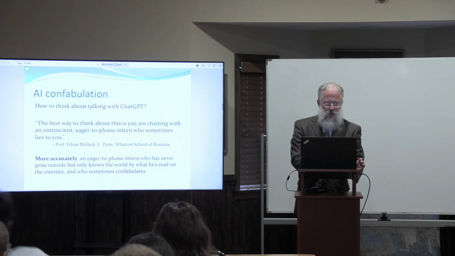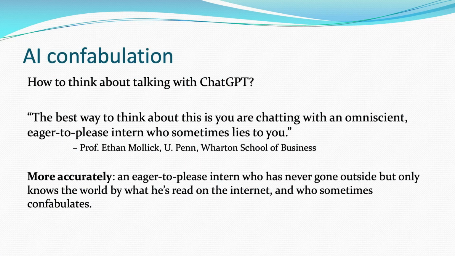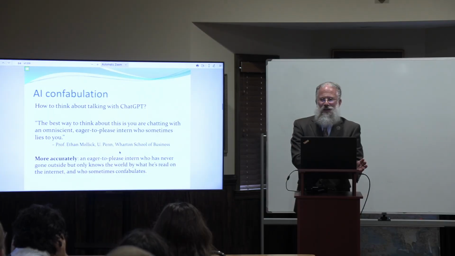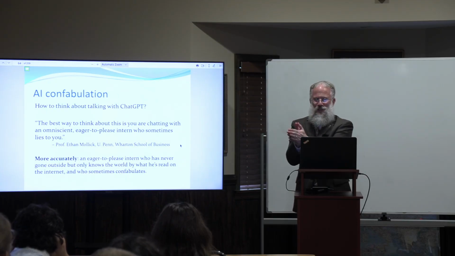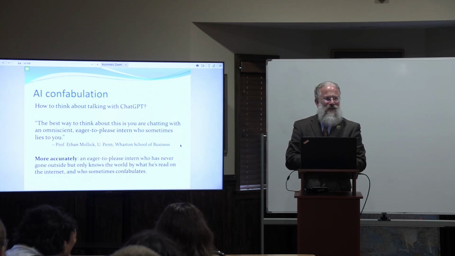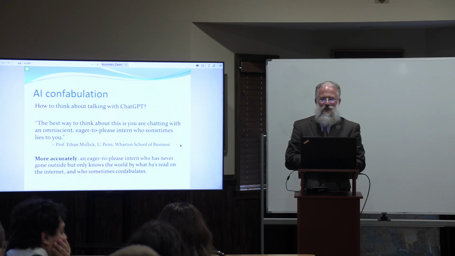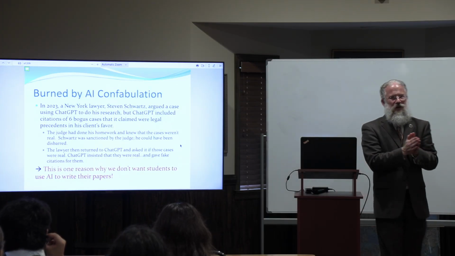So this is a kind of famous quote online. Professor Mollick at UPenn Wharton School of Business said, the best way to think about ChatGPT is like you're chatting with an omniscient, eager to please intern who sometimes lies to you. It's memorable. If I were to say a little bit more accurately, you're talking with an eager to please intern who has never gone outside and only knows things by what it's read on the internet and also sometimes confabulates. So imagine if you just had somebody to ask and they have never gone outside or experienced the real world. The only thing they know is what they read on the internet, and they also sometimes make up stuff to please you. That's about how much you should trust it. So people have been badly burned by this in the past couple of years.